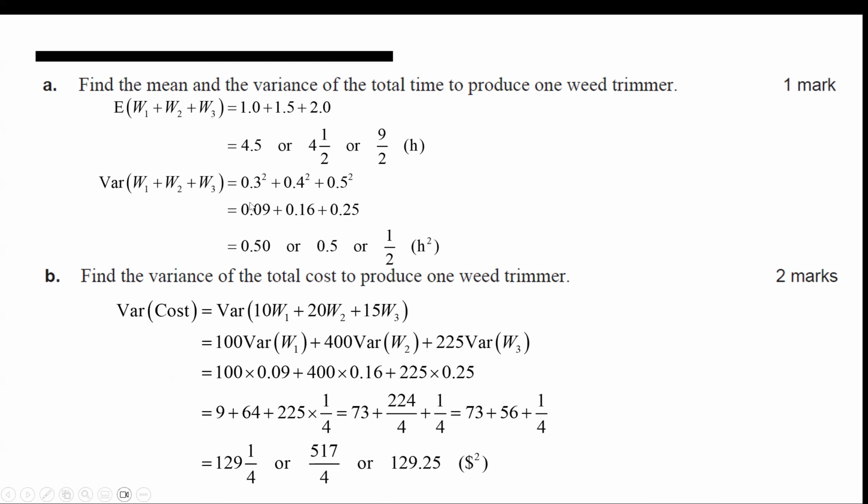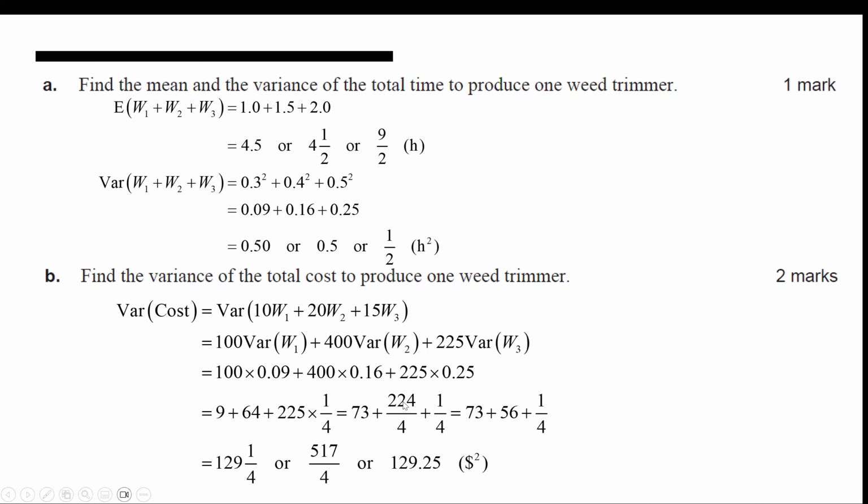Eventually, you can sub in the similar values you obtained or you used in part A. But the calculation of these will be a little bit problematic. But if you notice 100 times 0.09 is 9, 400 times 0.16 is 64. Then for the last number here, I would prefer using a fraction, 225 times a quarter. So the first whole number part is 73. The next part, 4 does not go into 225, but 4 does go into 224. So I will split that out. 224 divided by 4 plus a quarter separately.